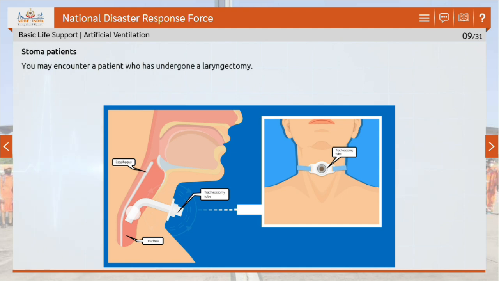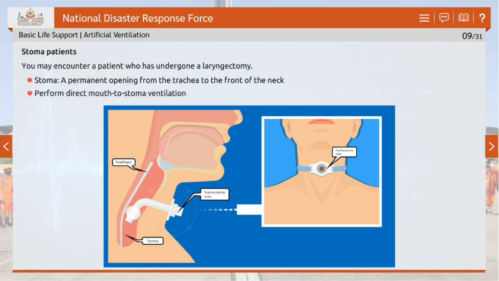Occasionally, you may encounter a patient who has undergone a laryngectomy. This person will have a stoma, a permanent opening from the trachea to the front of the neck. Perform direct mouth-to-stoma ventilation.